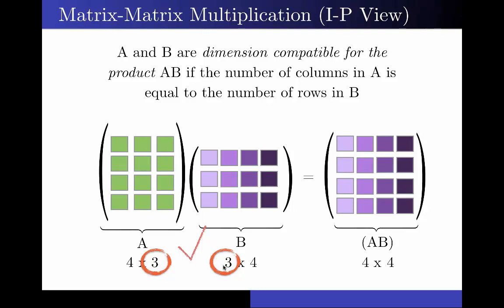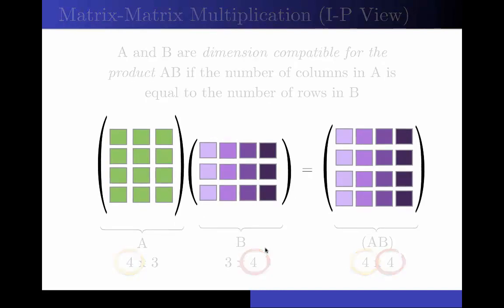I always refer to them as the inner dimensions, again, because they are on the inside of this expression here. If those inner dimensions agree, then we look at the outer dimensions, and those become the dimensions of our product. So our product is 4 by 4, precisely because A has 4 rows and B has 4 columns. That just tells us about the size of the product.